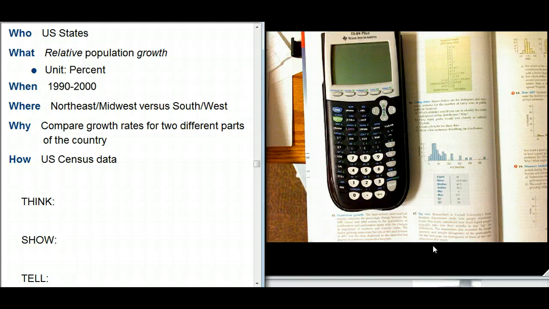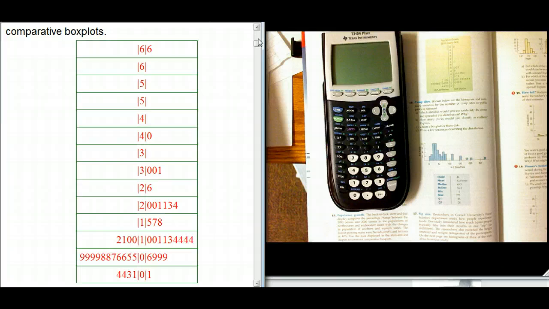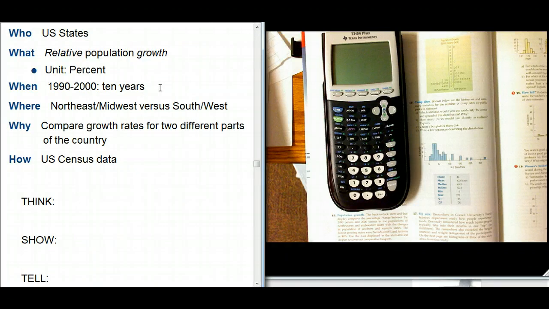The when, if you actually look in the book, it tells us 1990 to 2000. It's a comparison of census data from 1990 and census data from 2000. So this is over 10 years. And so that's very important. If you look at these numbers and think, like especially this top one, this happens to be Nevada, 66% growth rate. If you think that's a yearly growth rate, that's just crazy. That would be almost impossible. It's still a huge growth rate for 10 years, but it's very important that this is a 10-year span. The where is the entire country, but segmenting out Northeast, Midwest versus South and West.